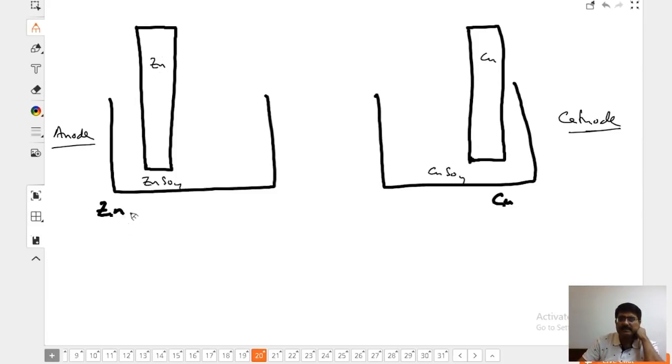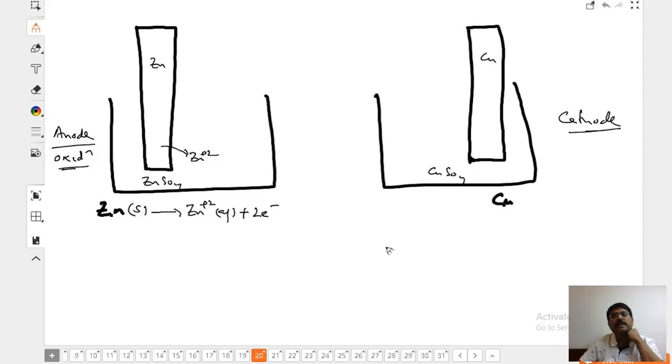Now, beta, zinc, solid, this one, is going to lose electrons and form Zn2+ aqueous plus 2 electrons. Correct? What is this? This is oxidation. Now, zinc initially at t = 0 was neutral. When the reaction has happened, Zn2+ has gone into the solution. Yes or no? And electrons have stayed on the electrode.